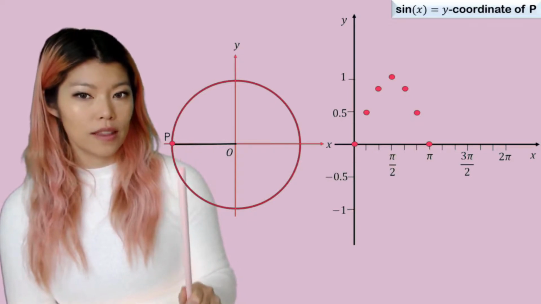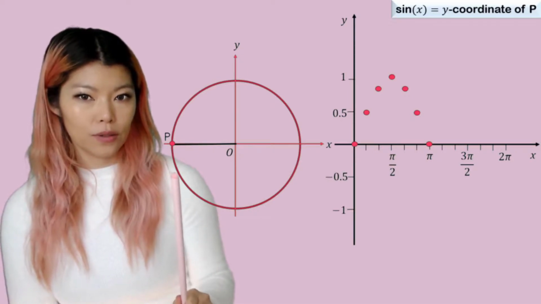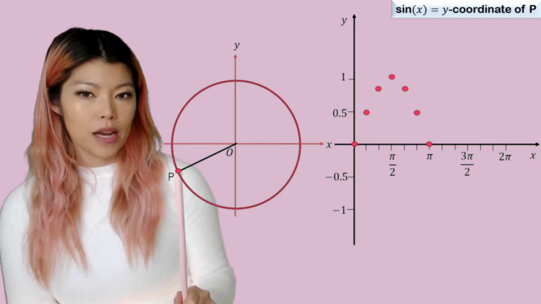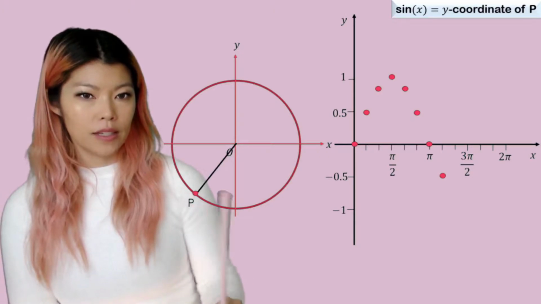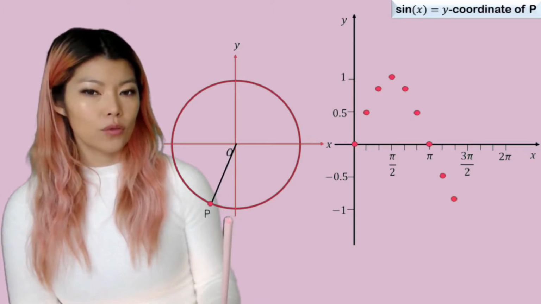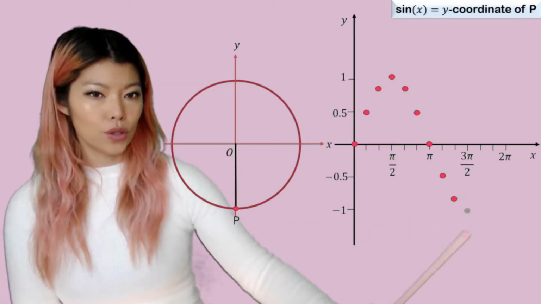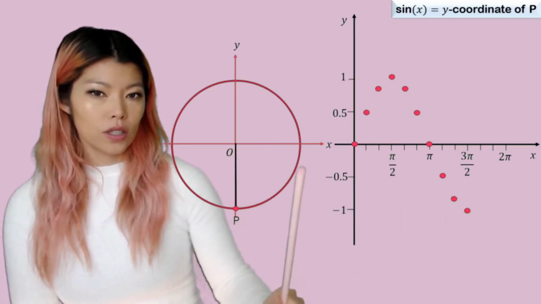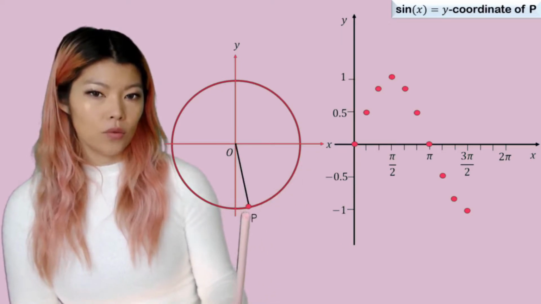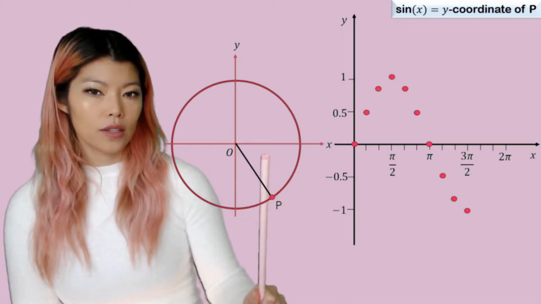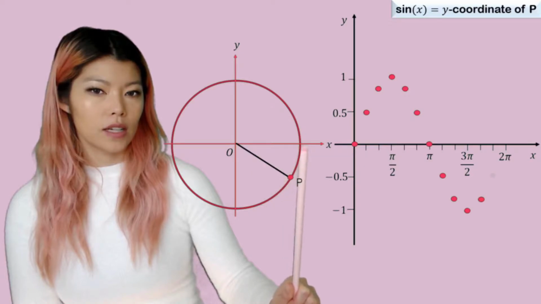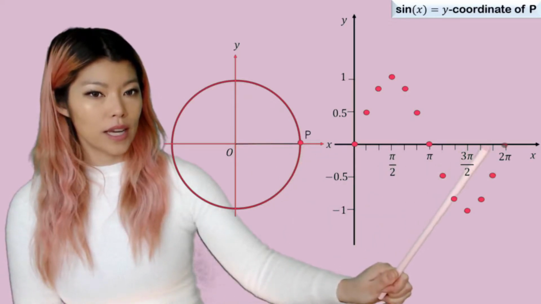Again, we're looking at the y value as we move around the circle. Here we go and become a little bit negative, and more negative, until we reach the maximum negative of -1 at 3 pi on 2. And then as we get closer to 2 pi, the y value is getting closer and closer to 0 again.